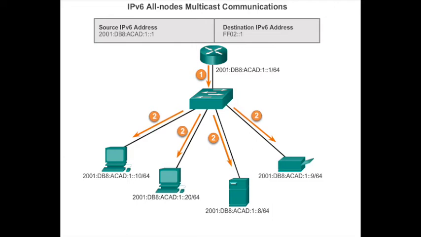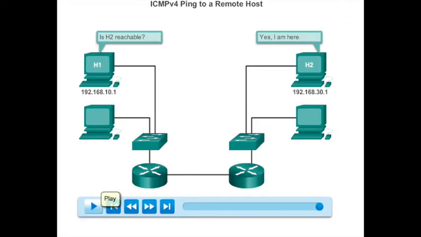Two common IPv6 assigned multicast groups include the all nodes multicast group, which means that all IPv6 enabled devices join, and the all routers multicast group, which means that all IPv6 routers join. There are some messages that are sent when some error occurs. These messages are called ICMP. The purpose of these messages is to provide feedback about issues related to the processing of IP packets under certain conditions.